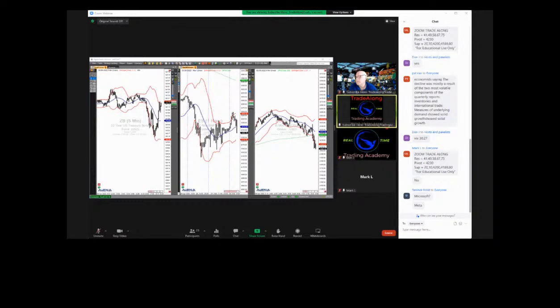As we continue to downtick here, looking at the even area as the next support area that we have.